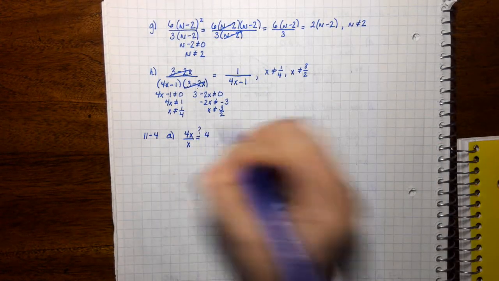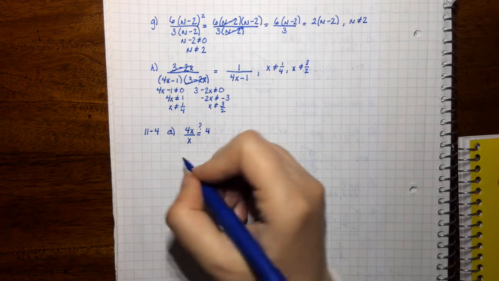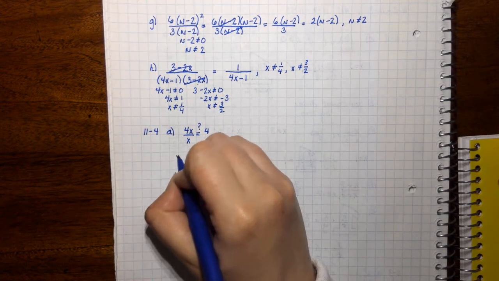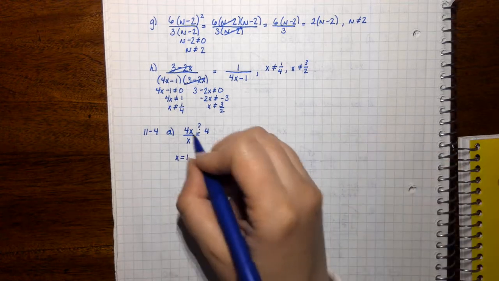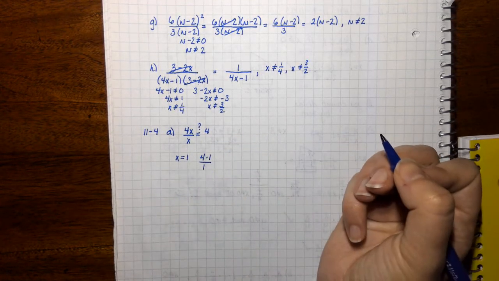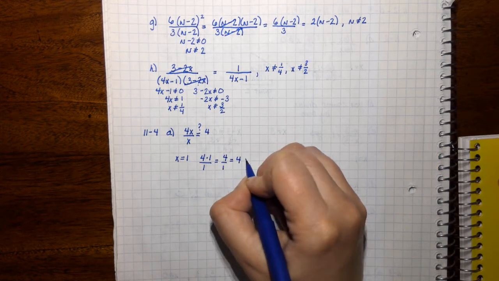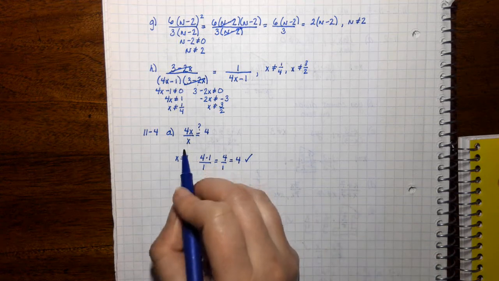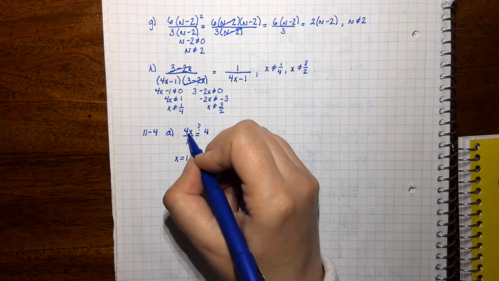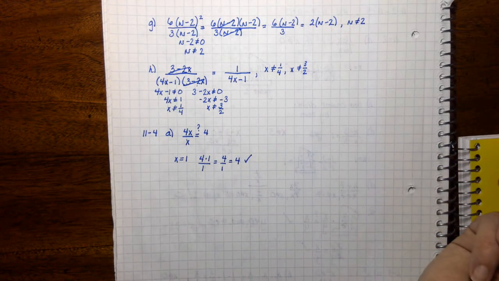So this is the question we're asking: is 4x over x equal to 4? We are going to plug in 1 and see what happens. 4 times 1 over 1 equals 4 over 1 equals 4. Yep. So when you have something like this, you can cancel out those x's and just have 4 left over.